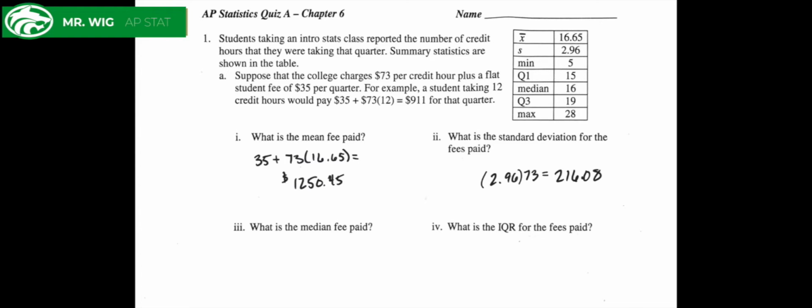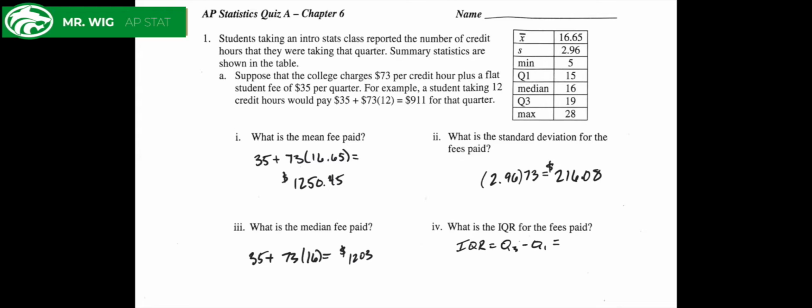What's my new median? 35 plus 73 times 16 is going to be that new median value, which is going to be 1203. Here again, measures of center. I'm just going to plug in IQR. They didn't tell me IQR, but we can find out the IQR pretty easily, right? The IQR, what's the IQR formula? Q3 minus Q1, so 75% minus 25%.